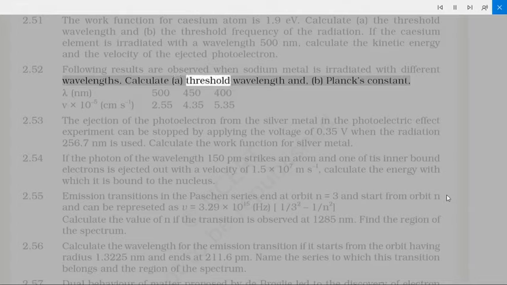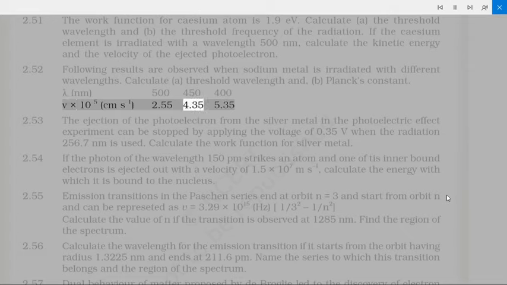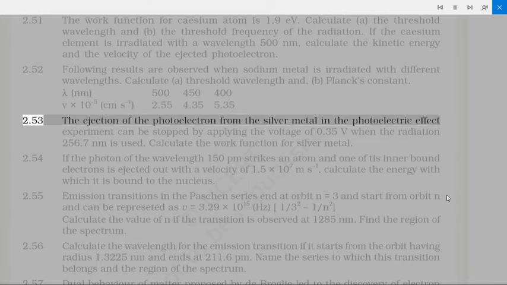2.52 Following results are observed when sodium metal is irradiated with different wavelengths. Calculate A. Threshold wavelength and B. Planck's constant. Lambda, nm: 500, 450, 400. V × 10^5, cm/s: 2.55, 4.35, 5.35.